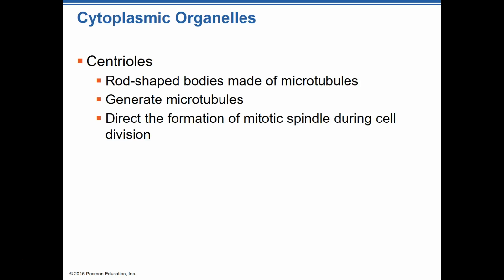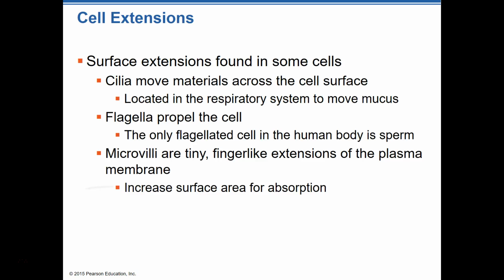Centrioles are these rod-shaped bodies that are made of microtubules. Remember, the smallest unit of that cytoskeleton. And these centrioles actually generate those microtubules, and they direct the formation of the spindle during division. So they're a key player in cellular structure.